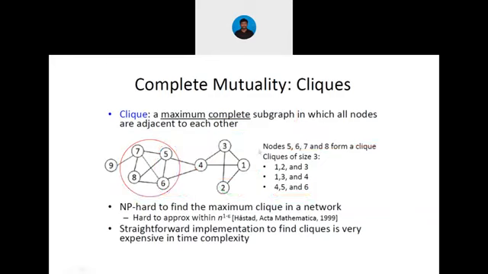This is called a clique, right? So 5, 6, 7, 8 form a clique. This is one graph, and I also have 3 subgraphs: 1, 2, 3, 1, 3, 4, and 4, 5, 6. That we can call a clique of size 3.